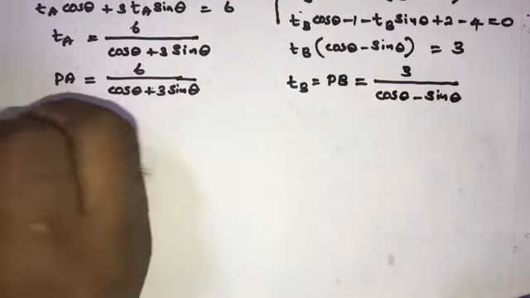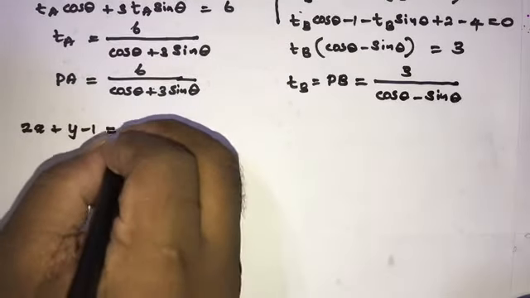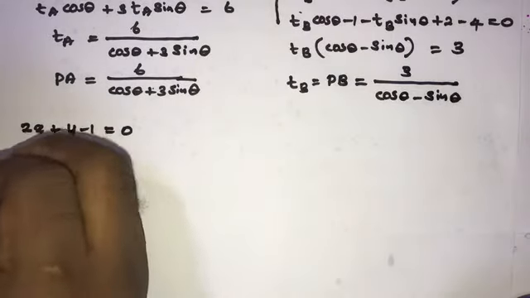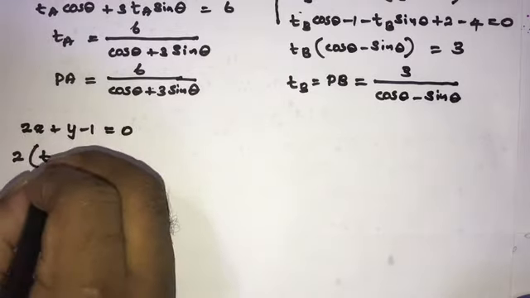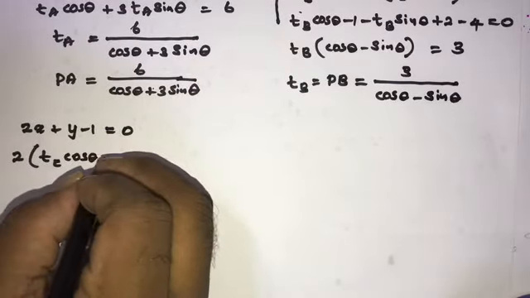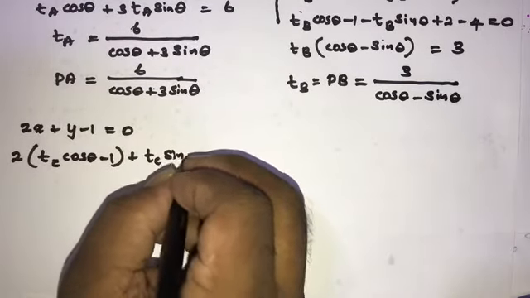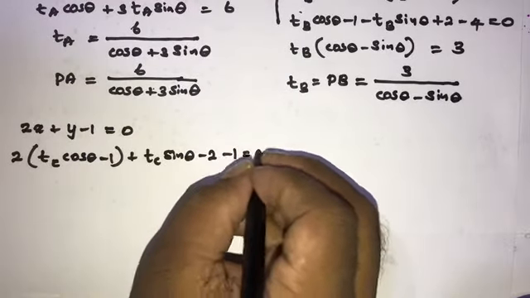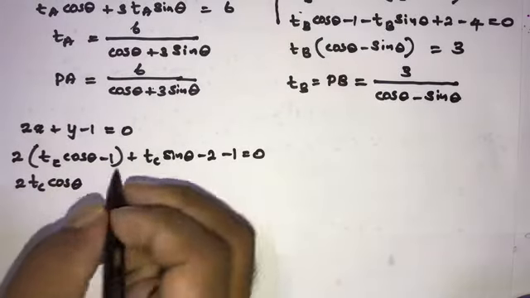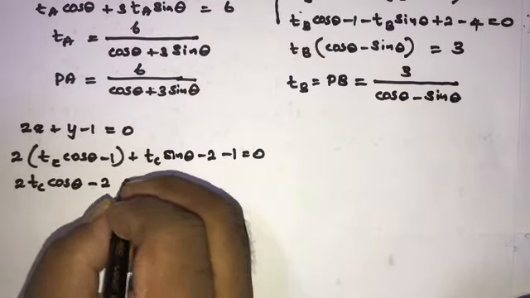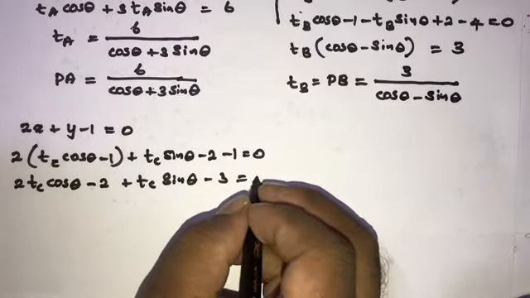So 2 times x plus y minus 1 is equal to 0. So we can plug in 2 times x, which is tc cosine of theta minus 1, plus tc sine of theta minus 2, minus 1 is equal to 0. So 2 times tc cosine of theta minus 2 plus tc sine of theta minus 3 is equal to 0.